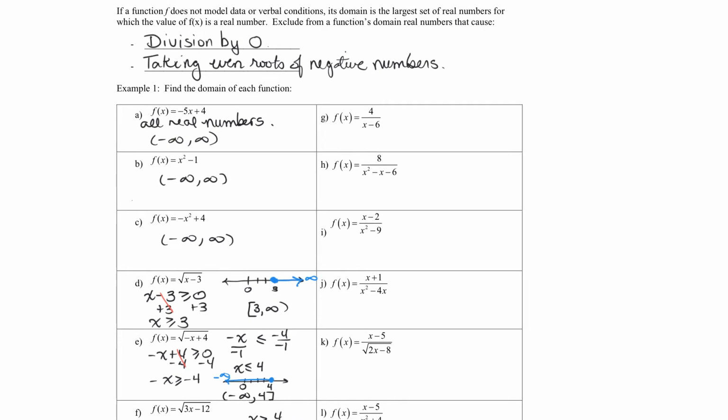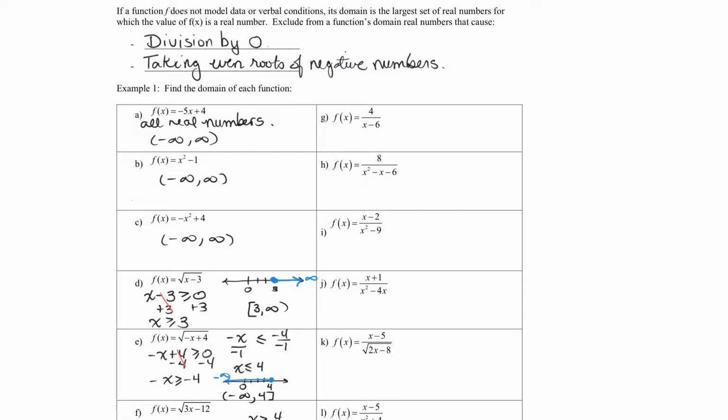And so I'm going to have to deal with these slightly differently, right? So we've looked at the concern of taking even roots of negative numbers with examples D, E, and F, and now we're going to look at the concern of division by 0 with the examples on the right-hand side. So when I look at example G, I see that 4 is divided by x minus 6. Since there is a variable in the denominator, I need to be concerned about division by 0. And for these, I'm going to go about it a slightly different way.